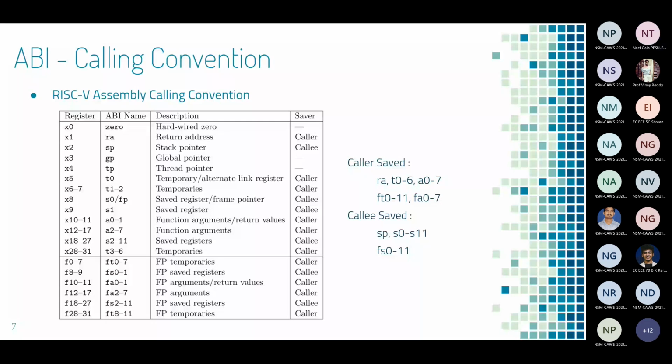So to our right, we have the caller saved registers. Your RA has to be caller saved, as do T0 to T6, A0 to A7, then FT0 to 11, and FA0 to 7. All of these are caller saved registers. And callee saved are basically the stack pointer, S0 to S11, and FS0 to 11. So what happens is, when you're returning from the callee function, you would restore these registers to their old values in case you were using them in your computation, and then you would return back to the caller function.